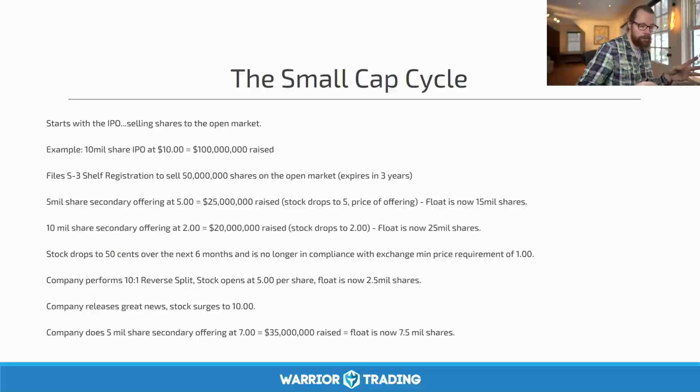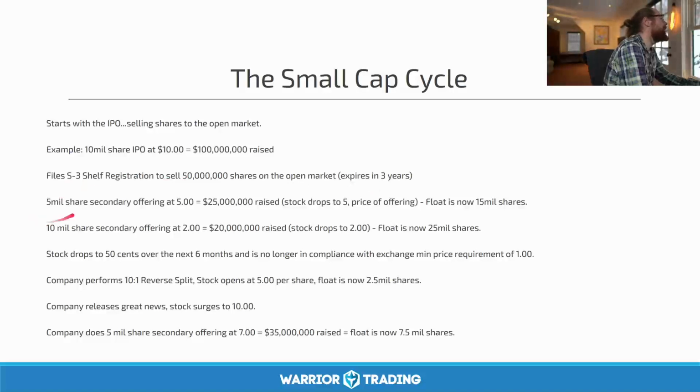So it's not always through an IPO, but let's just say, for the sake of this slide, we begin with the initial public offering of selling shares onto the open market, or acquiring a shell company that has a very low stock price and going public there. So for example, a 10 million share IPO at $10 raises 100 million bucks. Then we file a shelf registration, which is the S3 form we talked about in our SEC filings lesson in the Warrior Starter course. So we file a shelf registration to sell 50 million more shares on the open market, and it expires in 3 years.